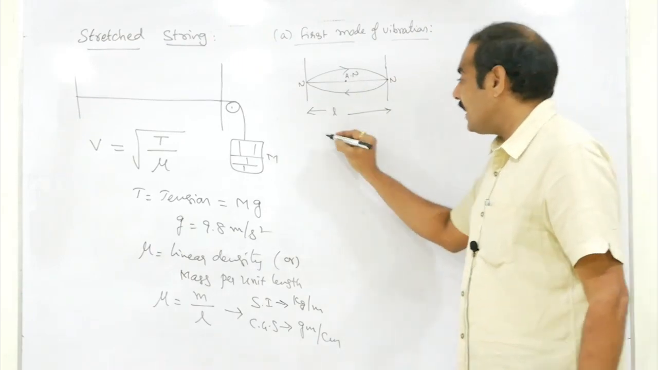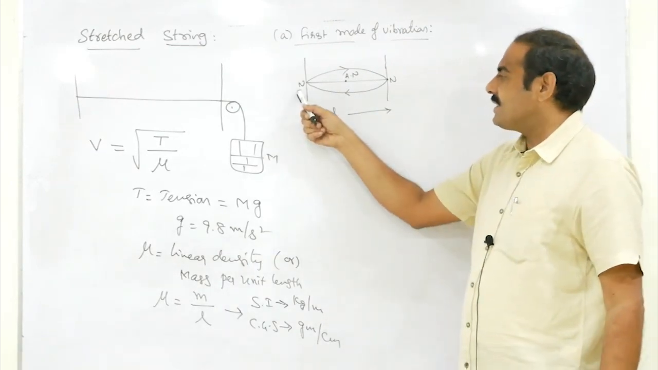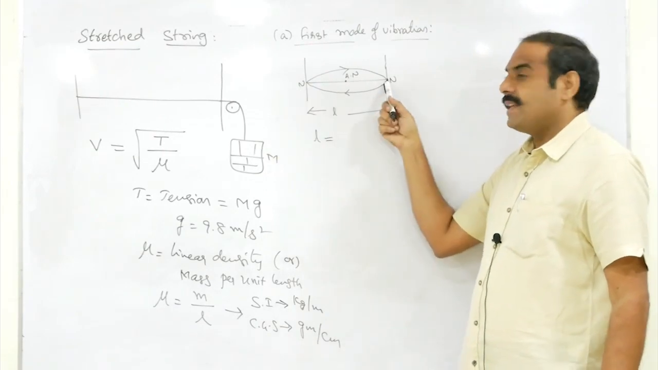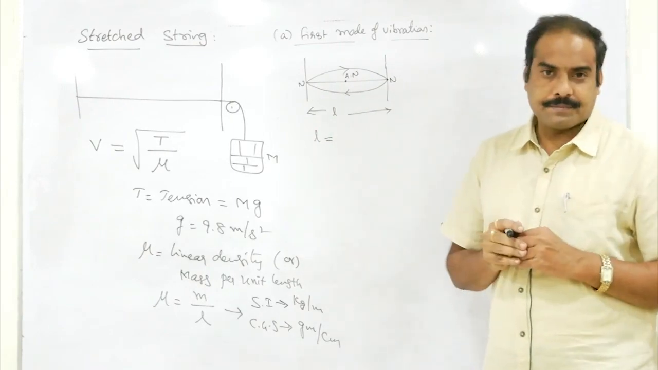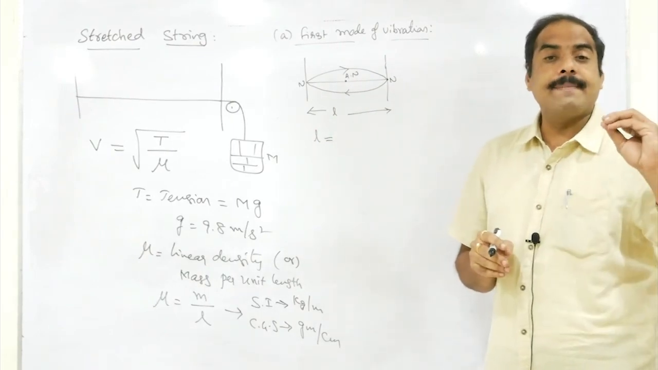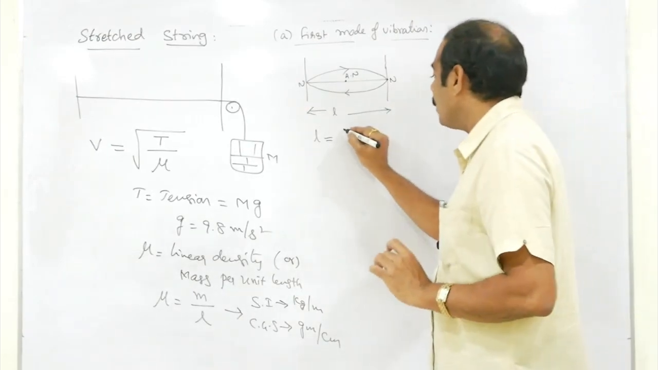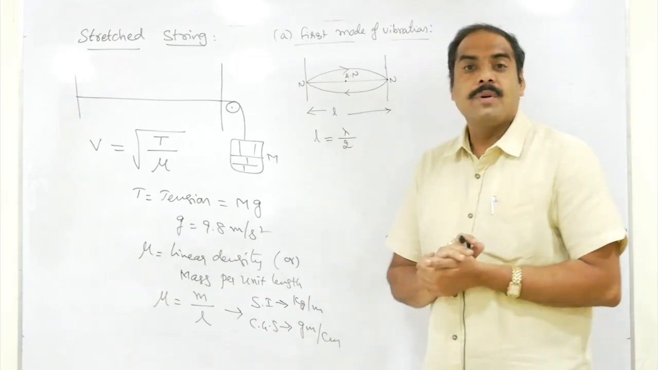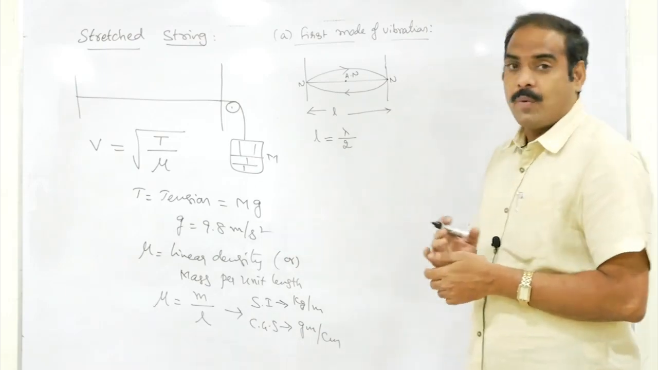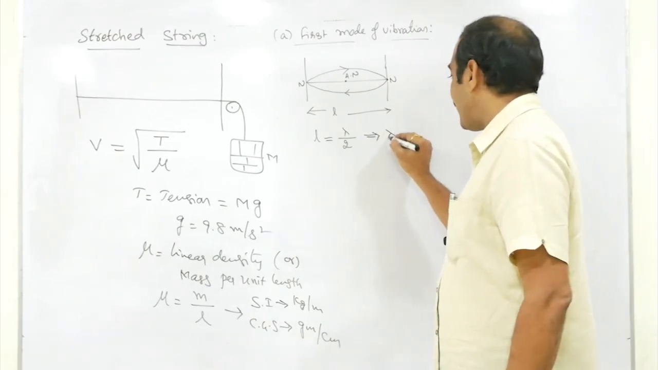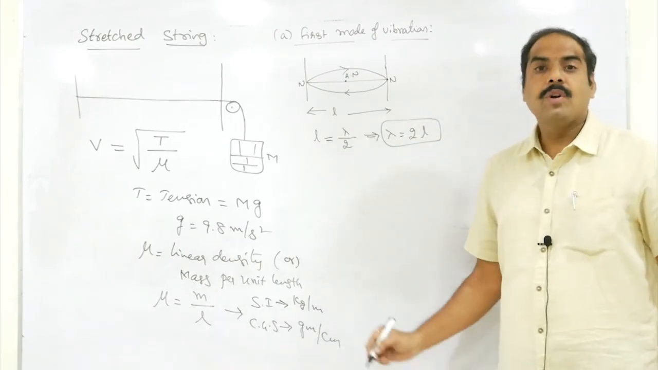Now L is the length of the string. How can we calculate it? This is a node at one end, and this is another node. What is the distance between two successive nodes? Lambda by 2. Therefore, L is equal to lambda by 2. That means the length of the string is equal to half of the wavelength. From this, lambda is equal to how much? 2L. Lambda is equal to 2L.